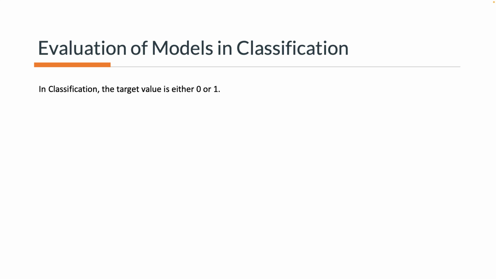So we said that once a model is trained and tested, we have to evaluate its performance and effectiveness. In this lecture, we want to explore the metrics that we use to evaluate the performance and effectiveness of a classification machine learning model. We already know that in classification, the target value is either 1 or 0.